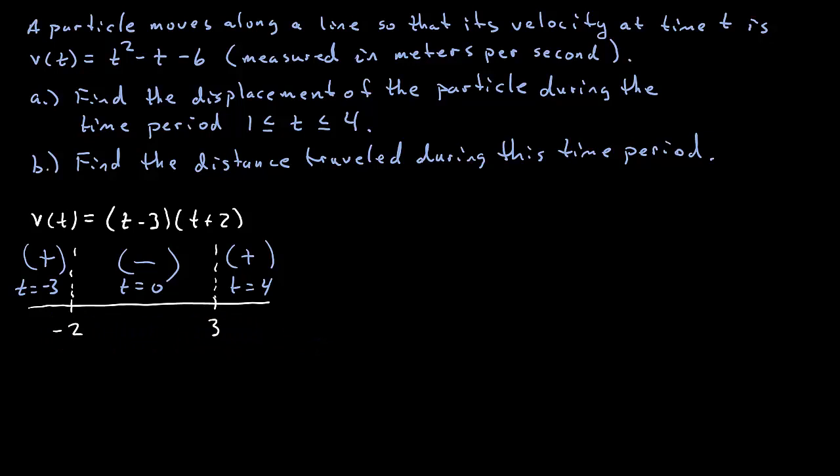But if you look at it, all I'm interested in is from 1 to 4, because that's what they're wanting us to find over that time period. All right, so I can see here this is negative. Okay, that's negative. And this interval is positive. So what am I going to have to do?